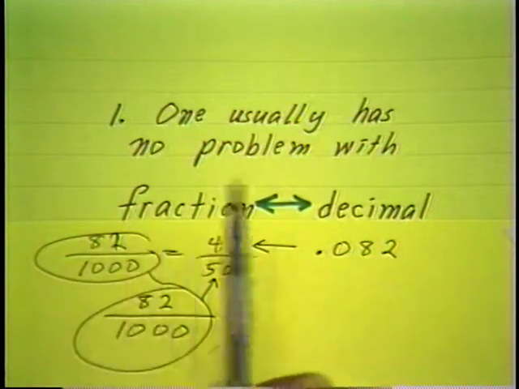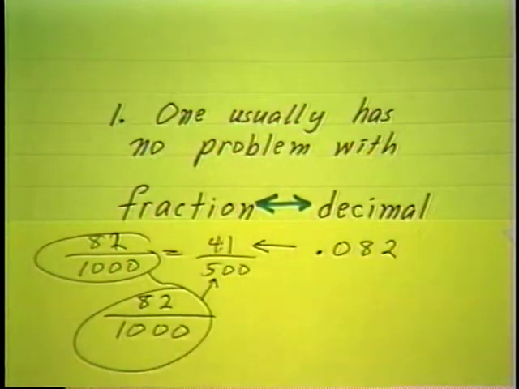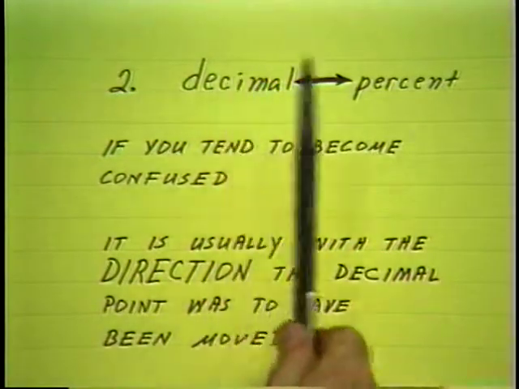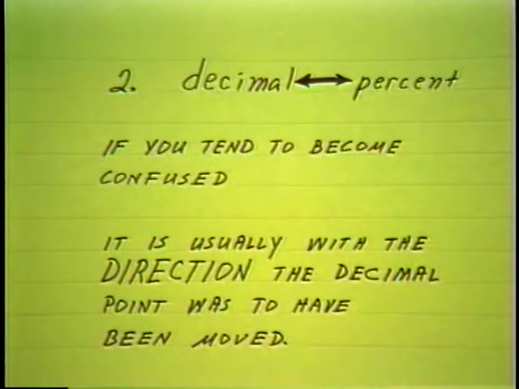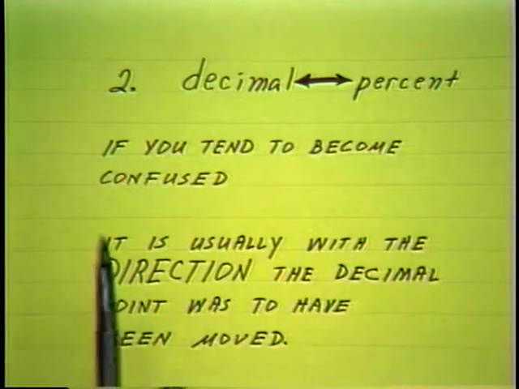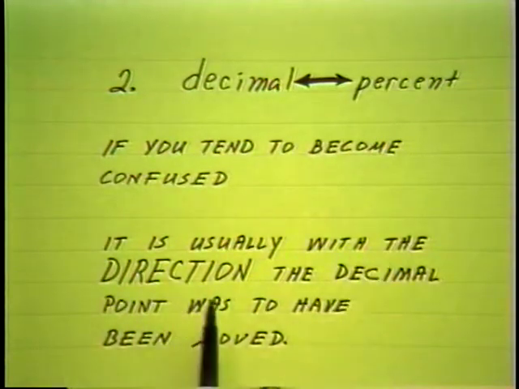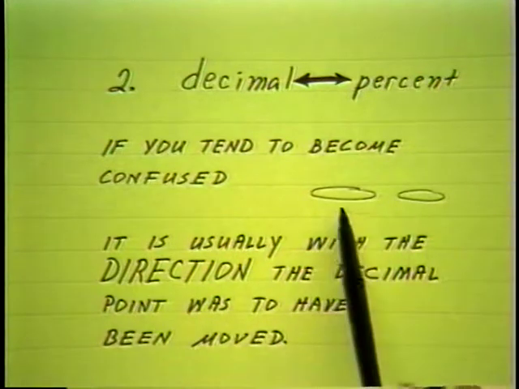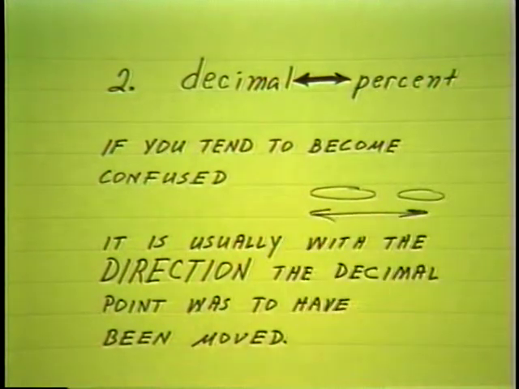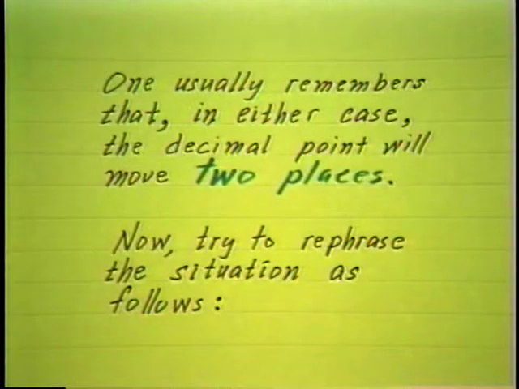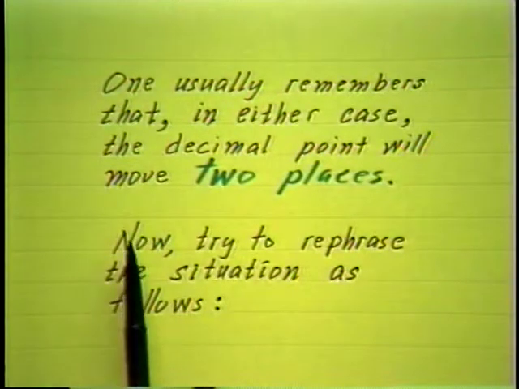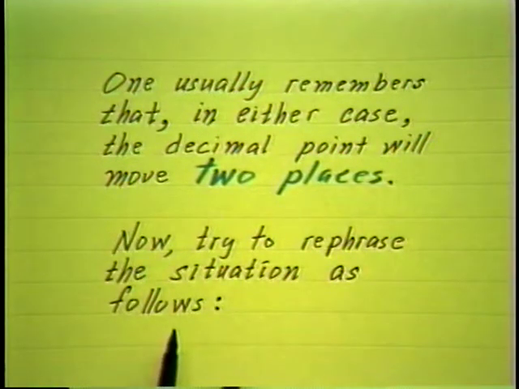So going from fractions to decimals, or decimals back to fraction, usually does not bother a person. On the other hand, going back and forth from decimals to percents does bother people sometimes. And that is usually with the direction the decimal point has to be moved. Most people remember that you always move it 2 places. Sometimes they just forget which way. Again, first do remember that it always does move 2 places. Now try to rephrase the situation as follows.